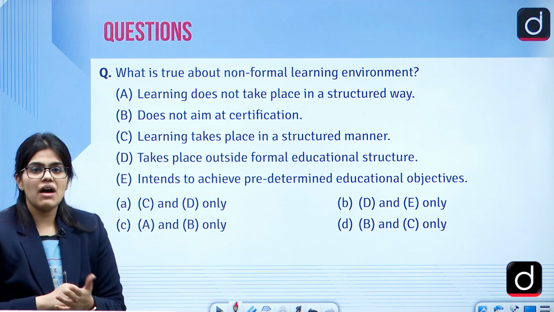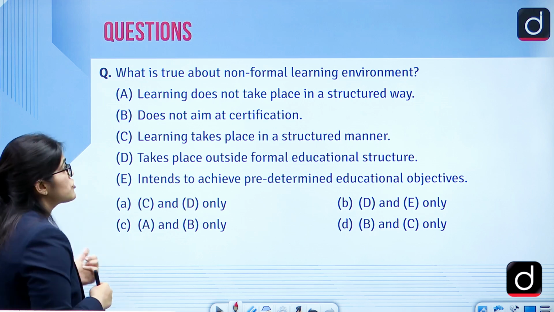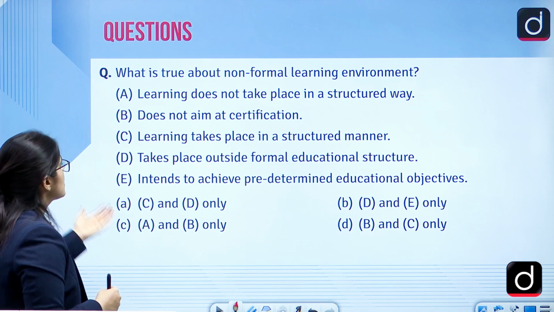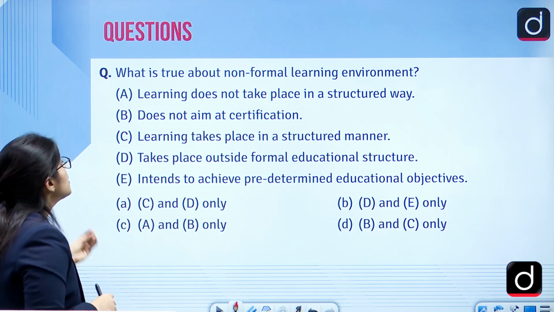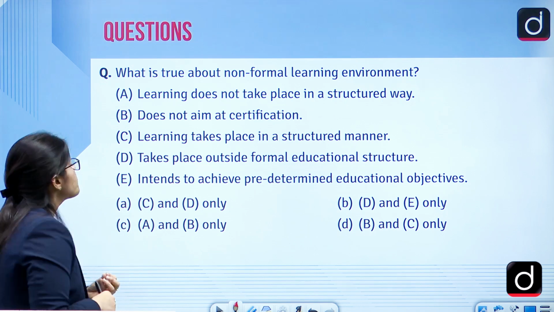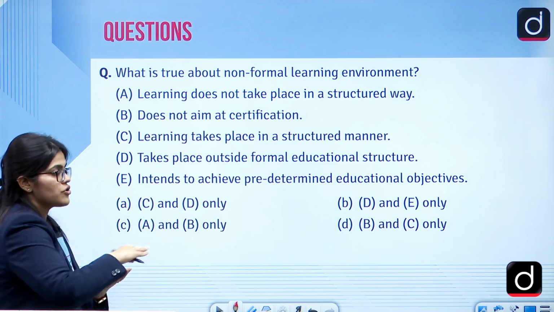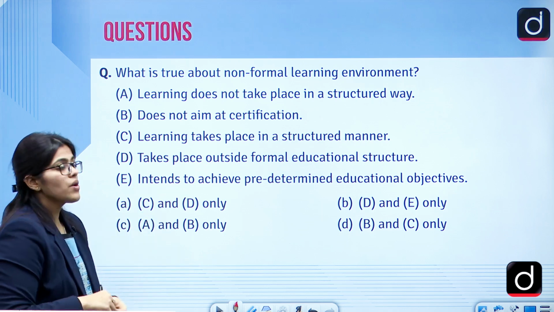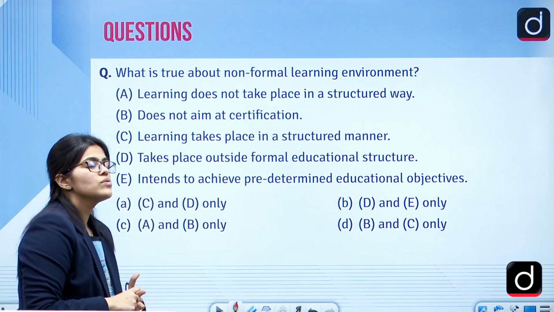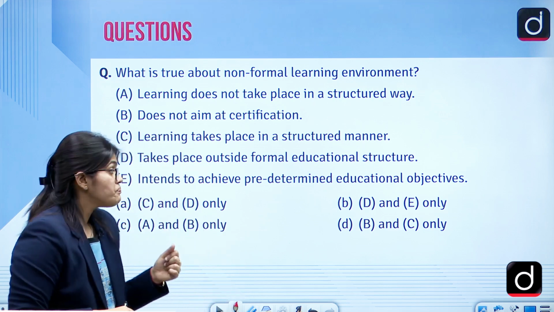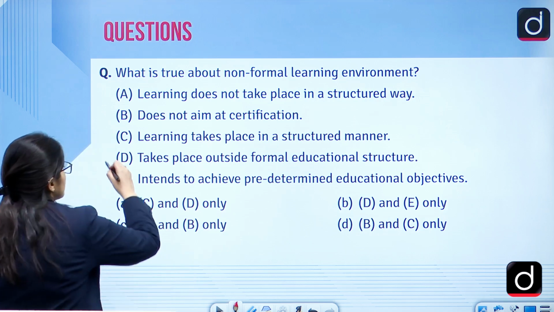Now again we have one question, and this one is important. This is about the different kinds of education or learning that happens. So there is the question, what is true about the non-formal learning environment? Learning does not take place in a structured way, does not aim at certification. Learning takes place in a structured manner, takes place outside the formal educational structure, and intends to achieve predetermined educational goals. So what do you think will be the correct option? I'll show you the answer. The answer is B. That means D and E are the correct options.